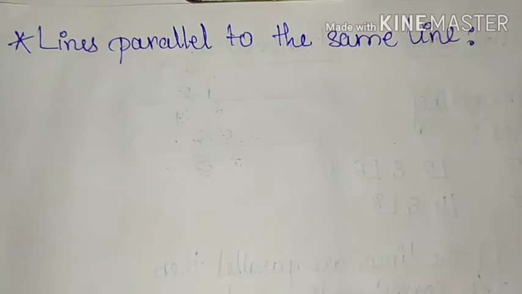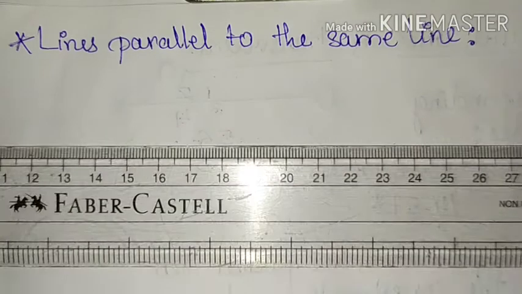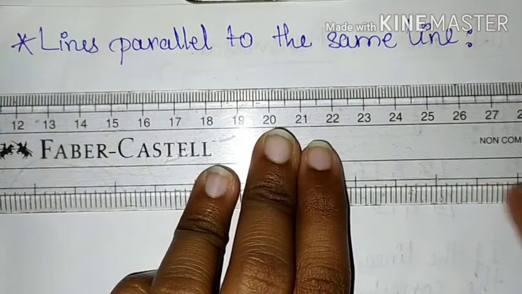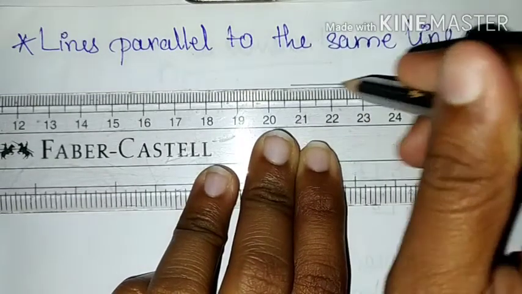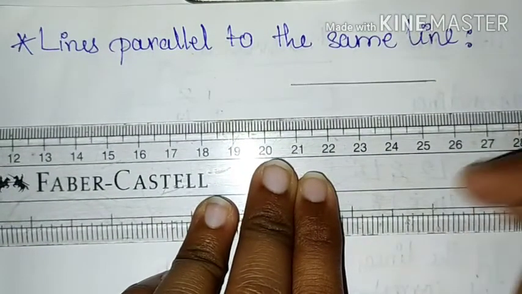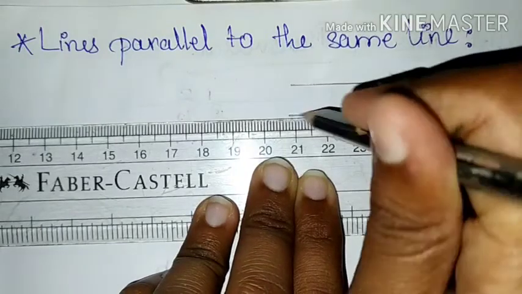Moving on, now we have something known as lines parallel to the same line. So just like in the previous figure, we have two parallel lines, say line A and line B.